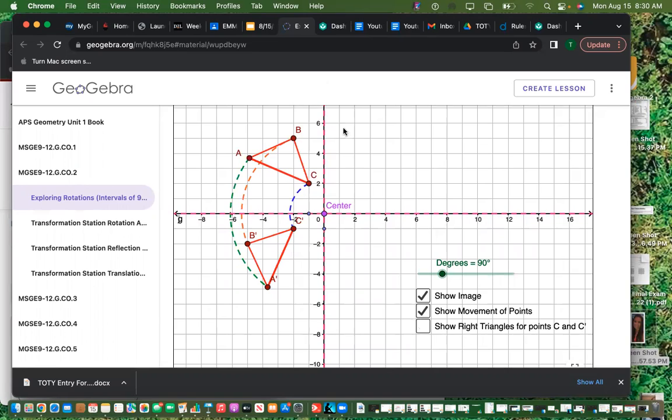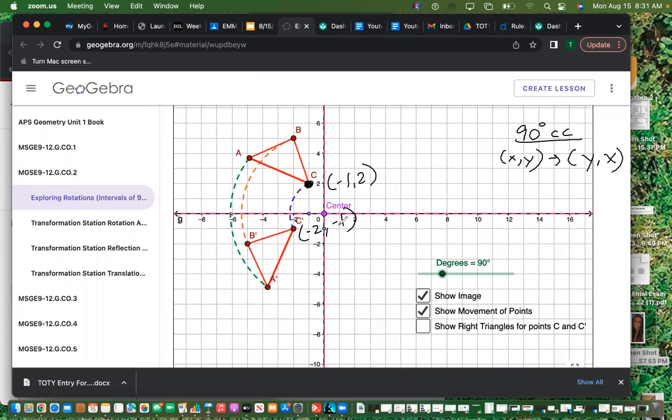what's gonna happen is, let's say that we pick a point. So I'm gonna pick C, and this is -1, 2. So from -1, 2 to -2, -1, what happened? Well, this is rotating 90 degrees counterclockwise, and we're going from XY to switching the X and the Y, because from here to here, we switch the X and Y in their places. And then we're going to change the sign of the Y. So that's the rule for 90 degrees counterclockwise.